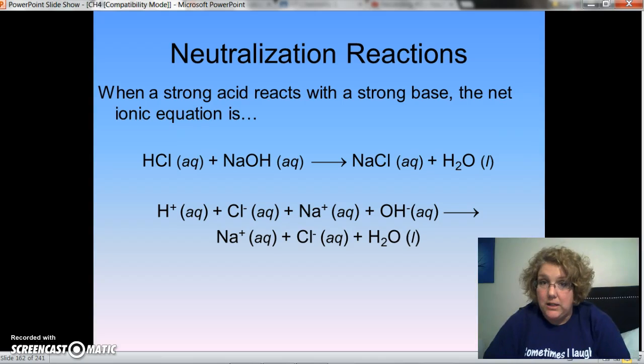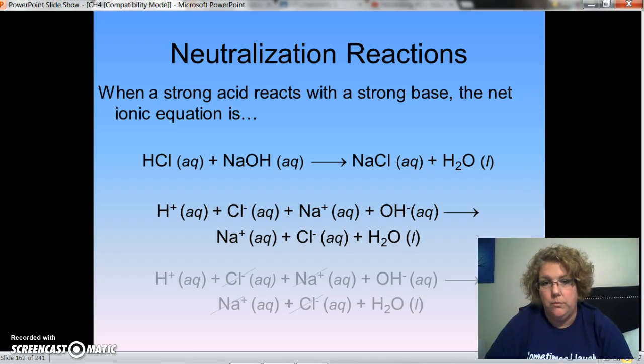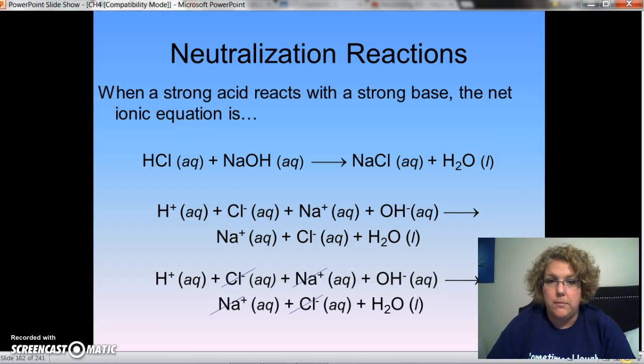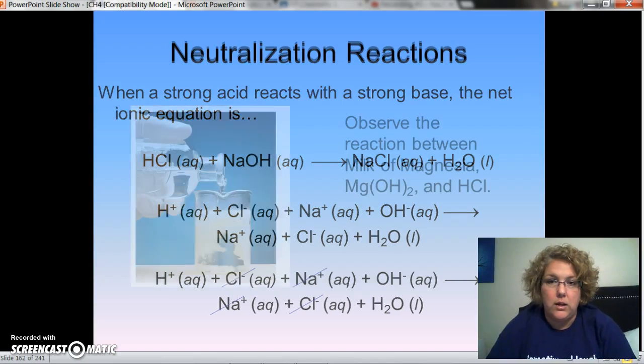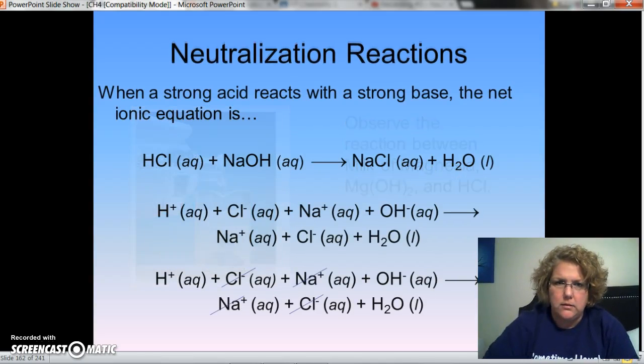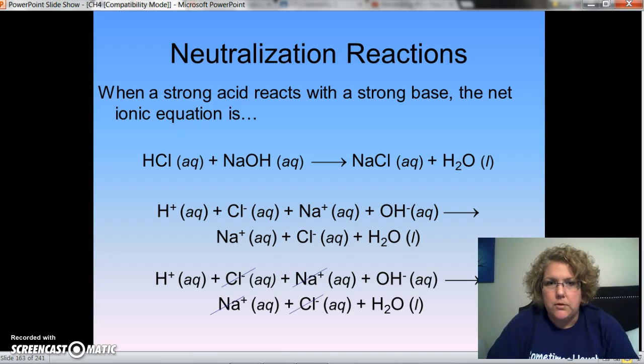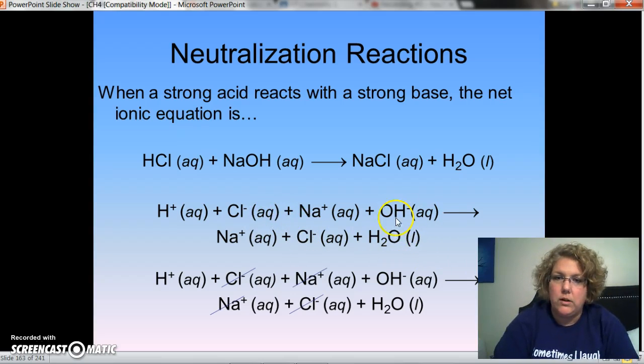So there's the complete ionic equation. Once again, you bust up all your strong electrolytes into ions. So the HCl and the sodium hydroxide get split up. And then in the products, we have the salt split up. We leave the water together.